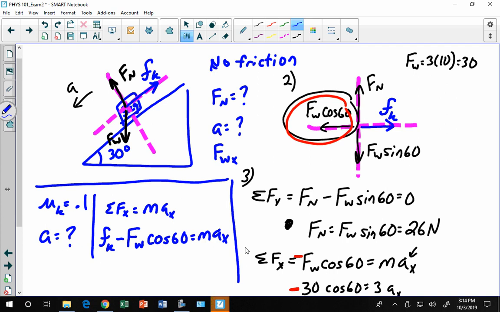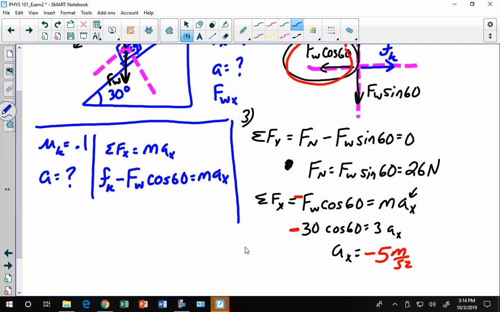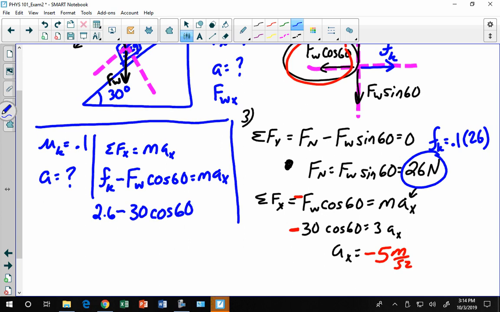But fortunately, in those first couple problems, I will ask you what is the normal force. That is one of the questions. So I can figure out what Fk is pretty easily by taking this value. I just say Fk equals 0.1 times 26. See how easy that is? So that tells me now what Fk is. That Fk is equal to 2.6 minus this Fw is 30, cosine of 60 equals max.